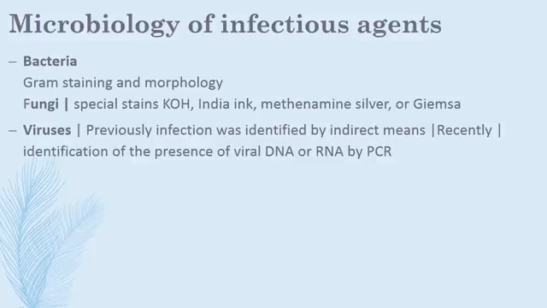rhizopus, etc. The viruses are usually difficult to culture, and they are usually identified by indirect means, that is the host antibody response. But nowadays, recently they use the polymerase chain reaction to check for the presence of viral DNA or RNA. So therefore, the relevant viral infections that one sees are usually in the immunocompromised patient.